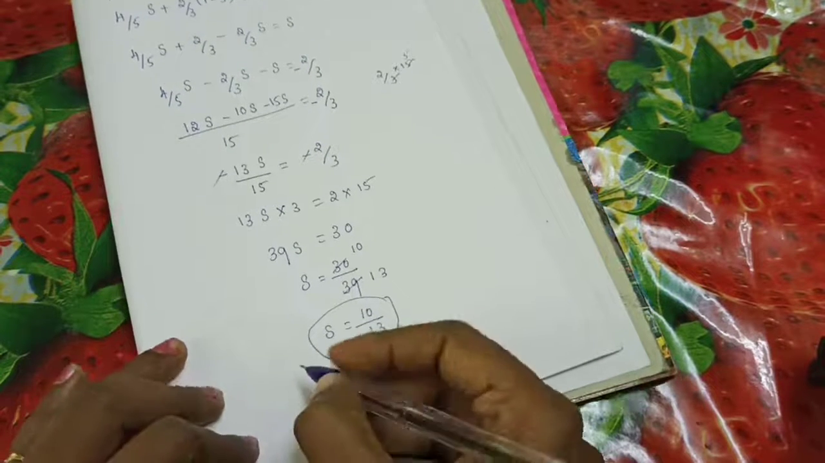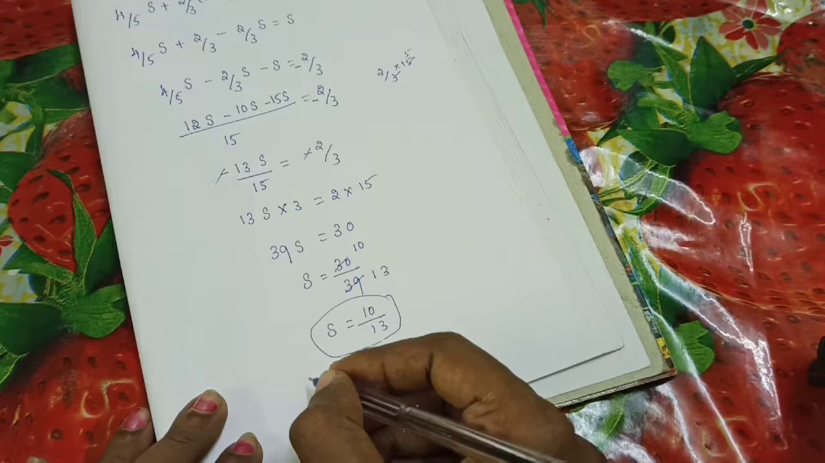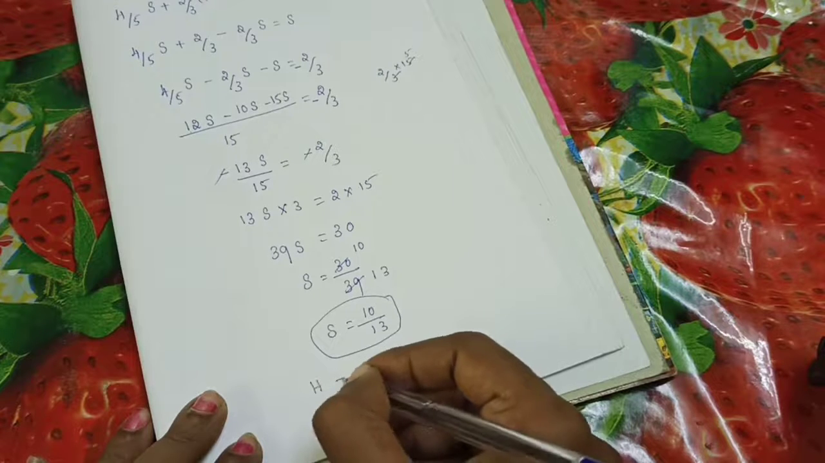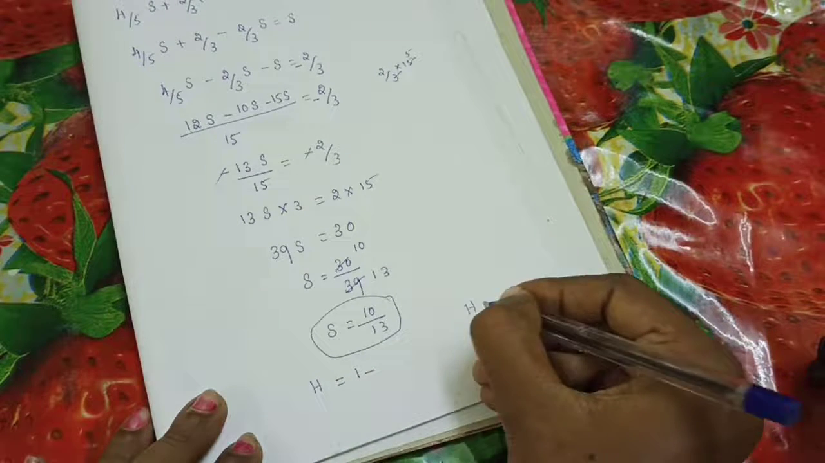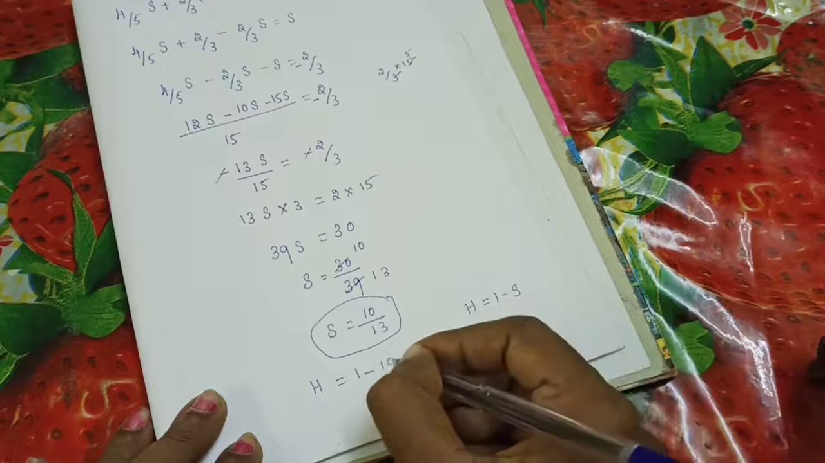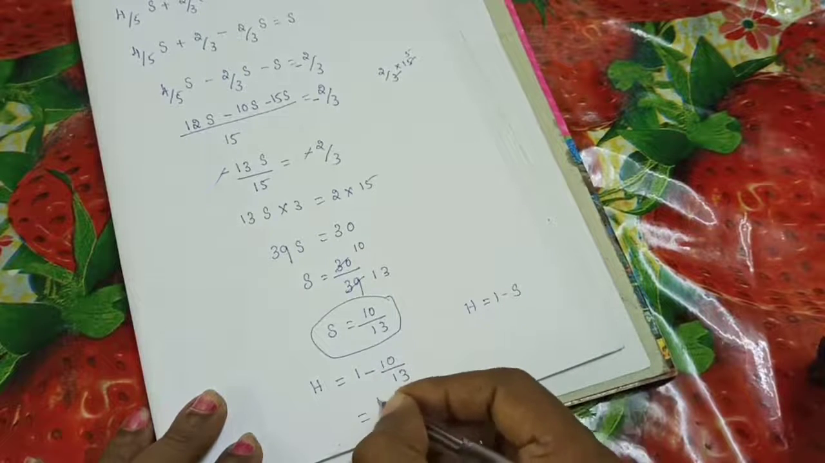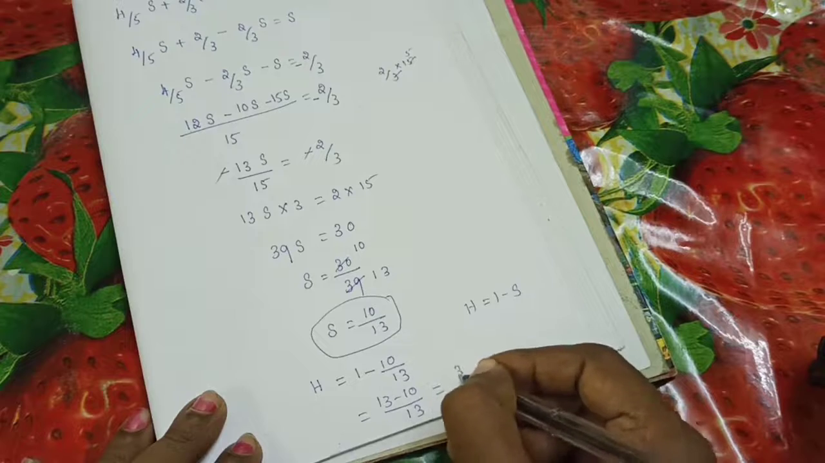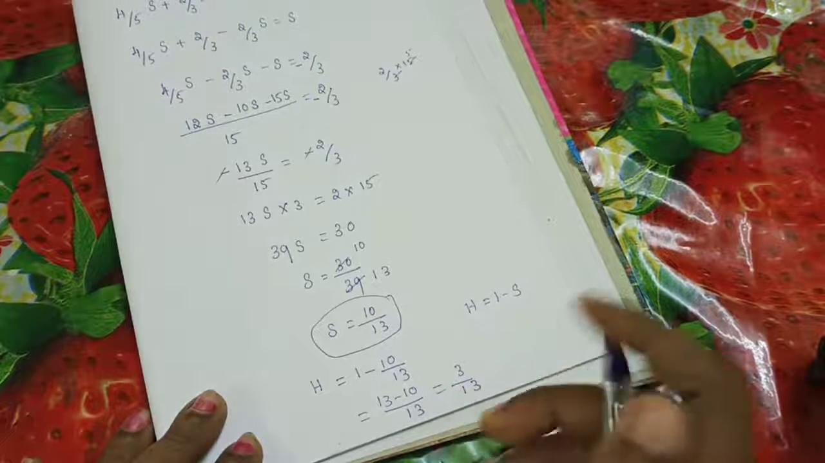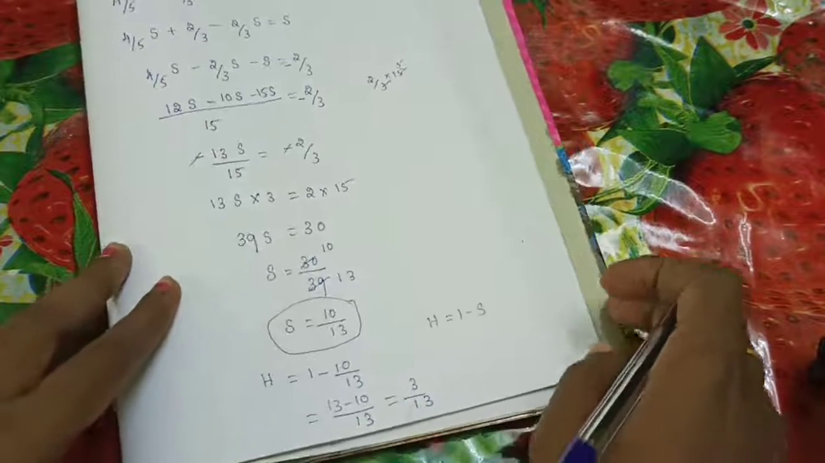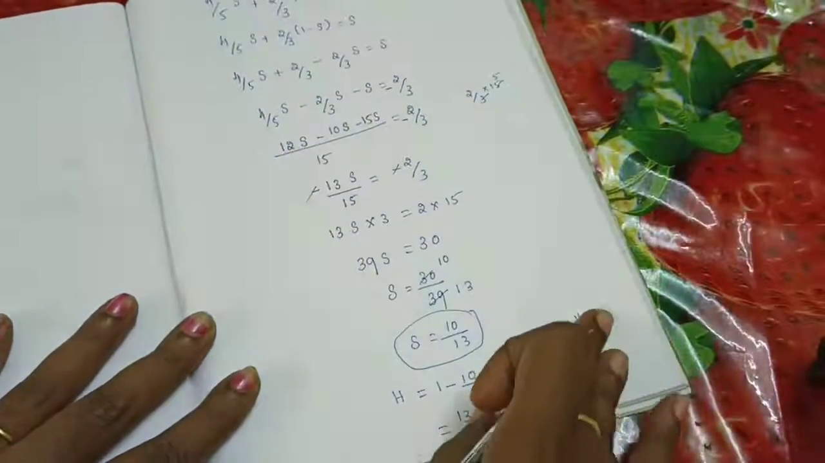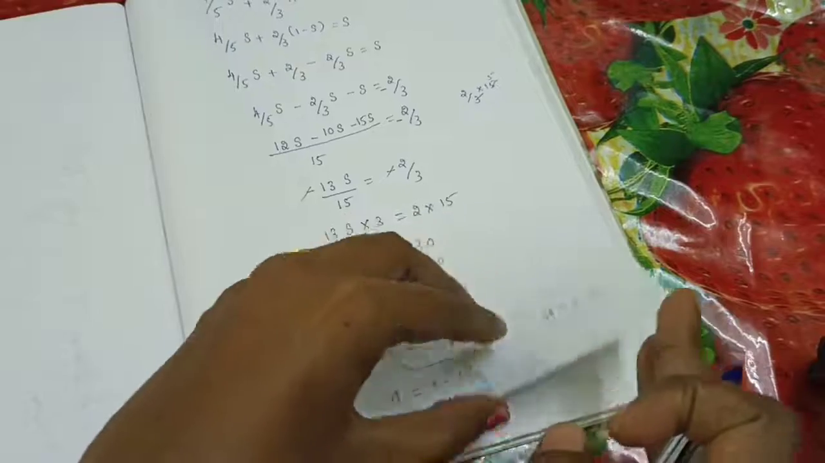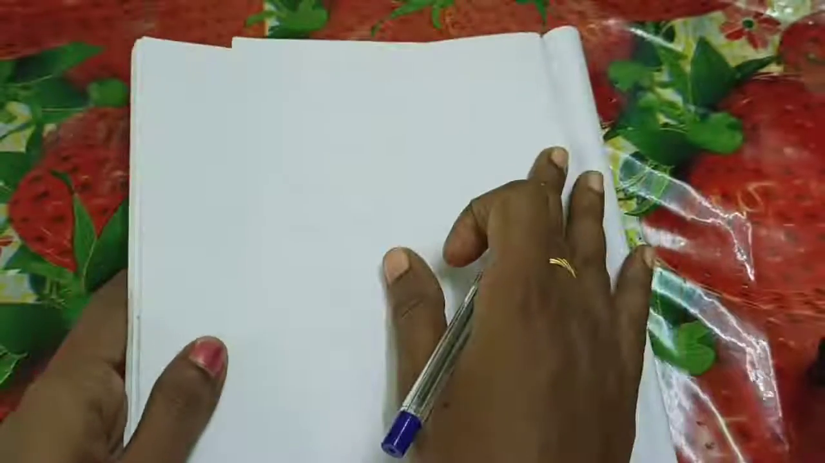Find out the H value. What's the H value? 1 minus S, is it right? So H is equal to 1 minus S. Substitute here 10 by 13. LCM is 13, so 13 minus 10 divided by 13. That is equal to 3 by 13. So what's the S value? S value is 10 by 13. H value is 3 by 13. Understand? S value is 10 by 13. H value is 3 by 13.